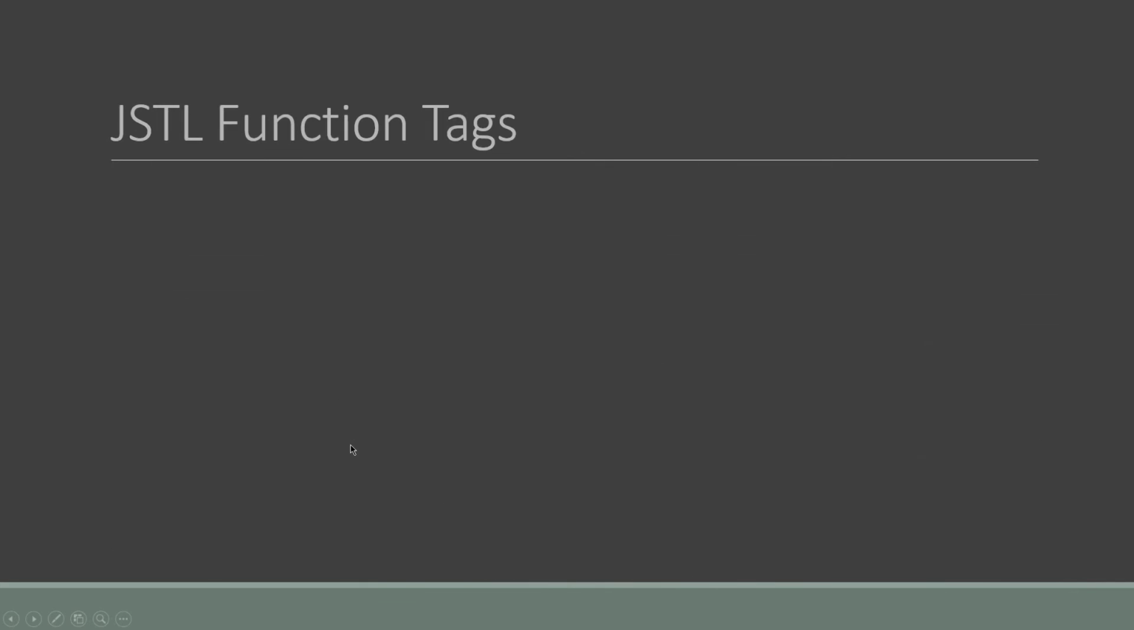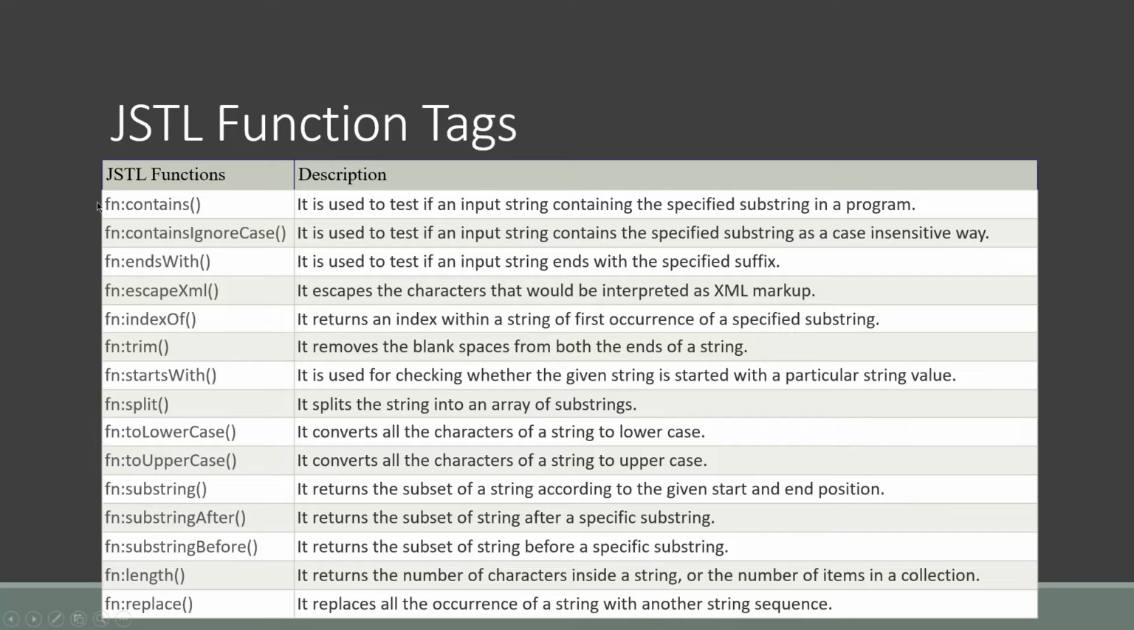Next we can see some JSTL function tags. These are fn:contains, which is used to test whether an input string contains a specific substring in the program. Then fn:containsIgnoreCase, endsWith, escapeXml, indexOf. Those are mainly the string operations that we can do on a string, and toLowerCase, toUpperCase, substringAfter, substringBefore, length, replace. Those are the main function tags included in the function tag library.